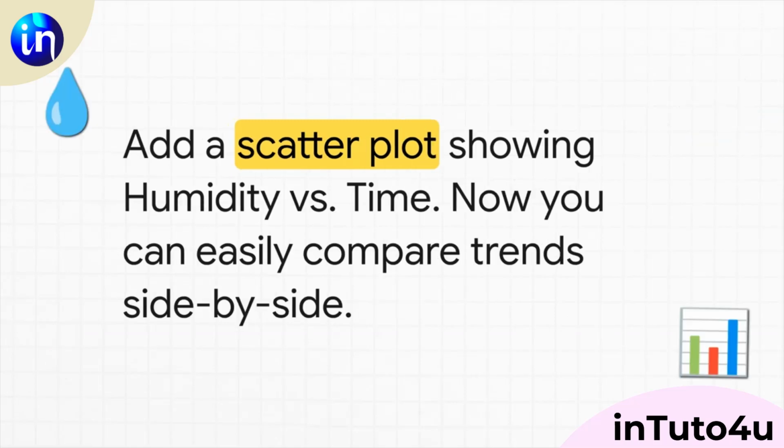Okay, now for the cool part. We add our second layer, and on this layer, we're going to plot humidity versus time. But let's make this one a scatter plot. And just like that, look what we have. Two totally different data sets with two different types of plots, all living together in the same view. This is where the magic really starts to happen, where you can see the relationship between them instantly.